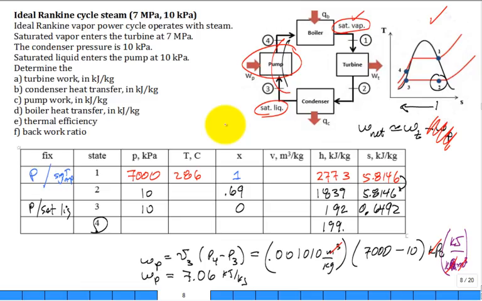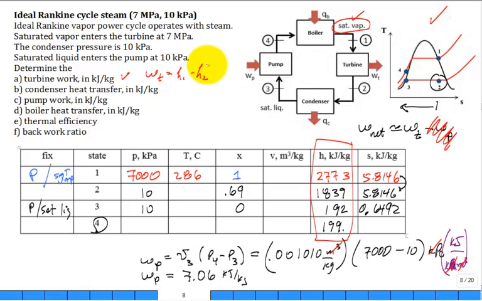Does that help or not? Okay. So we basically get all of these H's. Now it's easy. Because what's the work of the turbine? The work of the turbine, H1 minus H2.